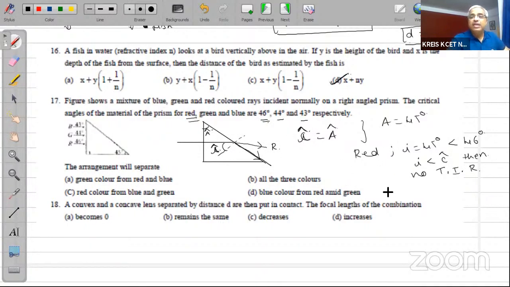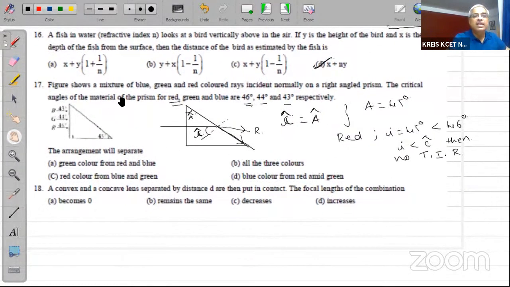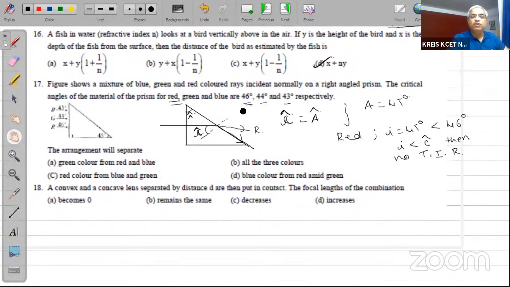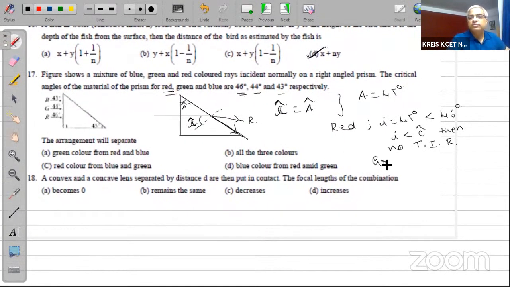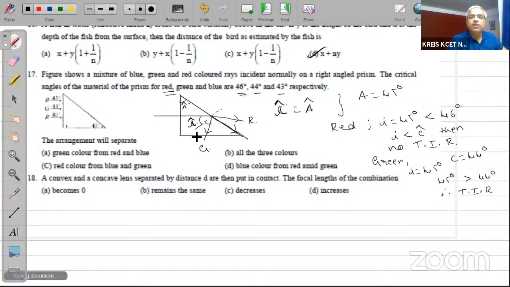But what happened for the green? Let us say green critical angle is 44 degree. Now angle I is still 45 degree, and this 45 degree now becomes greater than 44 degree, and therefore I will have total internal reflection for the green light. So green light will get reflected here like this. So green will be reflecting at an angle of how much? At an angle of 45 degree.